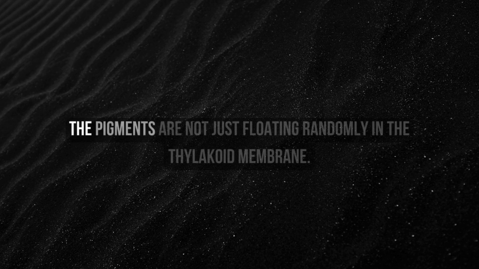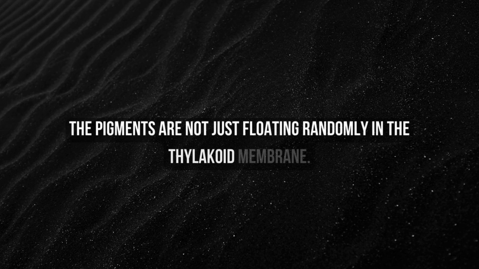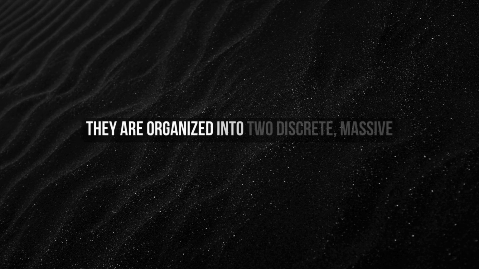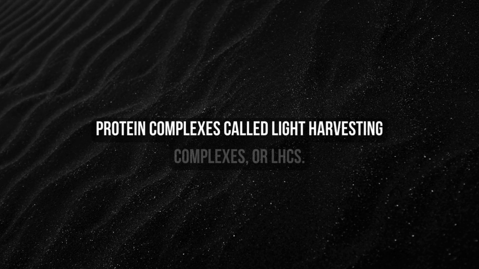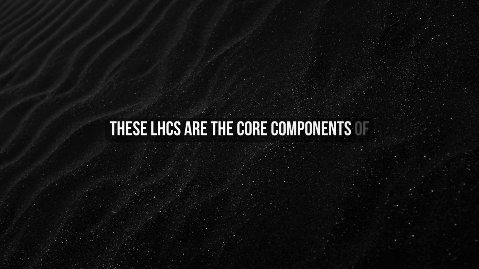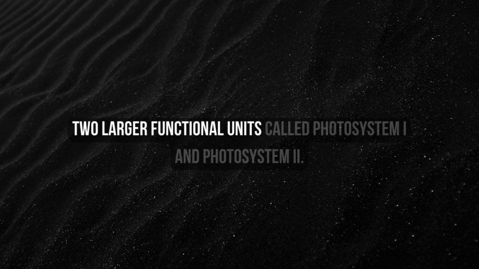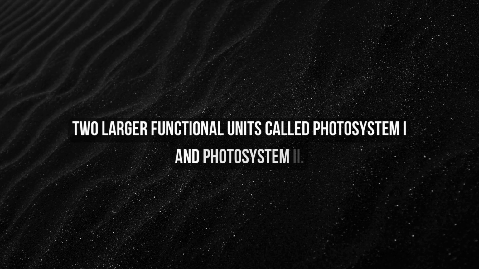They are. The pigments are not just floating randomly in the thylakoid membrane. They are organized into two discrete, massive protein complexes called light harvesting complexes, or LHCs. These LHCs are the core components of two larger functional units called Photosystem I and Photosystem II.